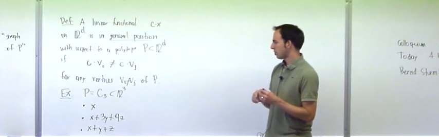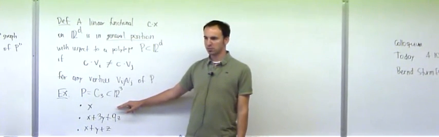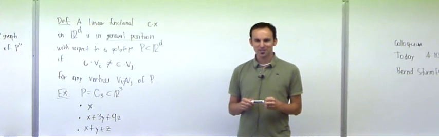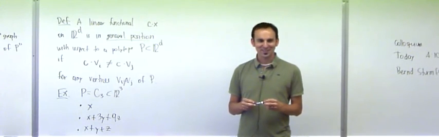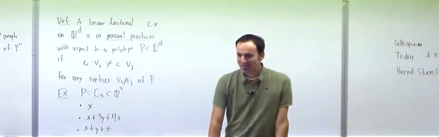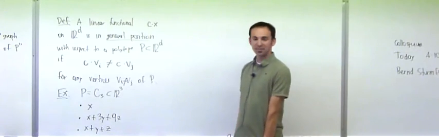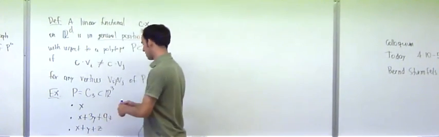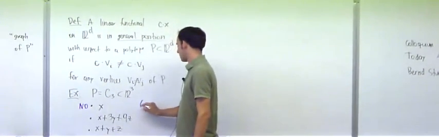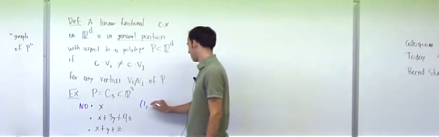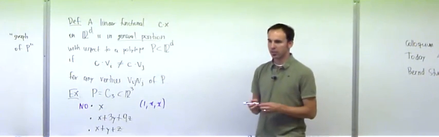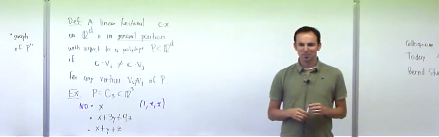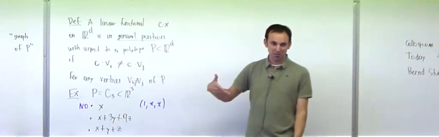So for example, this one, the first one, x, is that in general position with respect to the cube? So I see that you guys are shaking your head, so why not? So this is not generic because, for example, the vertices 1 comma anything have the same value of that function. Okay. What about x plus 3y plus 9z? Well, you have to kind of try it, and if you plug in the vertices, you're going to see that you get 8 different values.